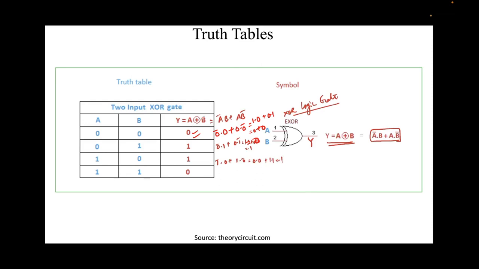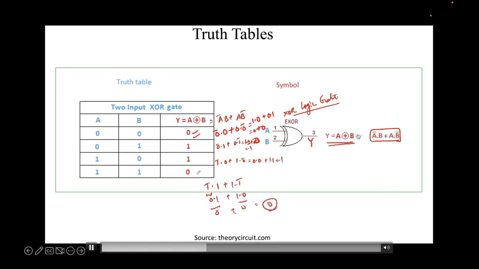The fourth is both are 1. So we'll try to put that here. 1 bar times 1 plus 1 times 1 bar. This will come out to be 0 times 1 plus 1 times 0. So this comes out to be 0, and this also comes out to be 0. So 0 plus 0 is 0, and hence when both inputs are 1, the output of the XOR gate is 0.